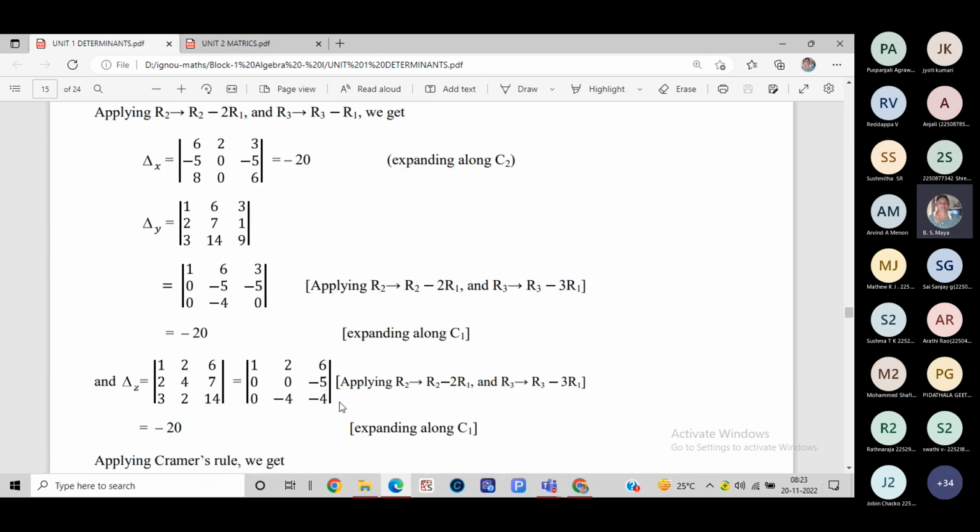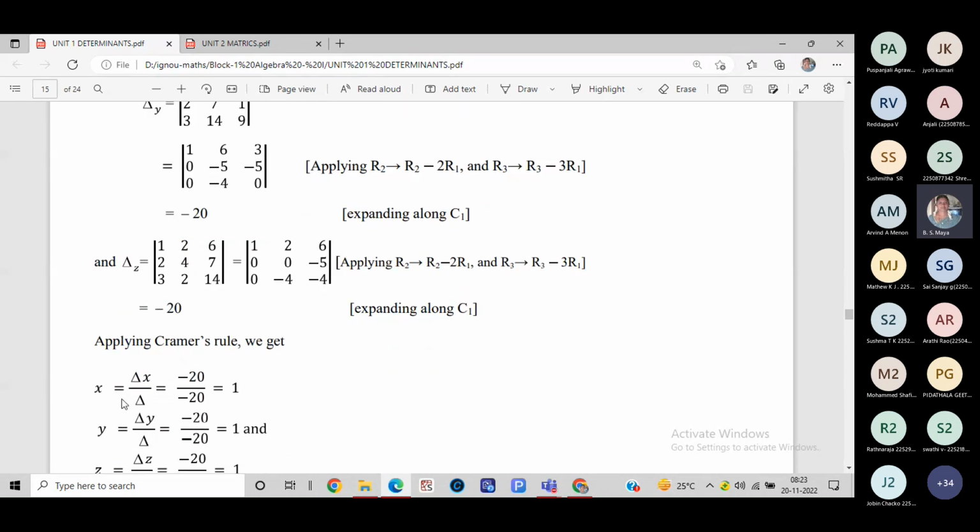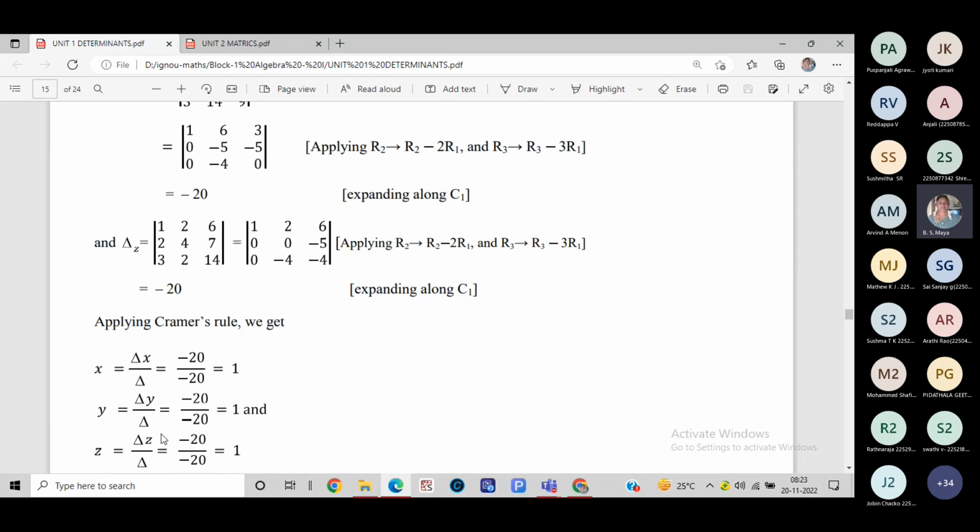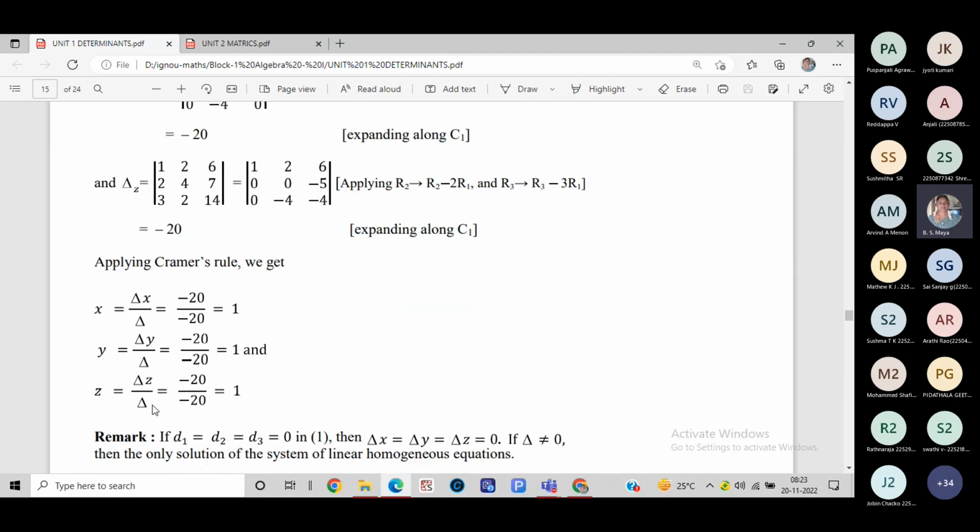Yes. See, now we should apply Cramer's rule, that is, x is equal to delta x by delta, y is equal to delta y by delta, z is equal to delta z by delta. Clear? The method is to apply Cramer's rule to find out the unknown values x, y, z, and find out delta is not equal to 0. Then it is called Cramer's rule, to find out x, y, z.